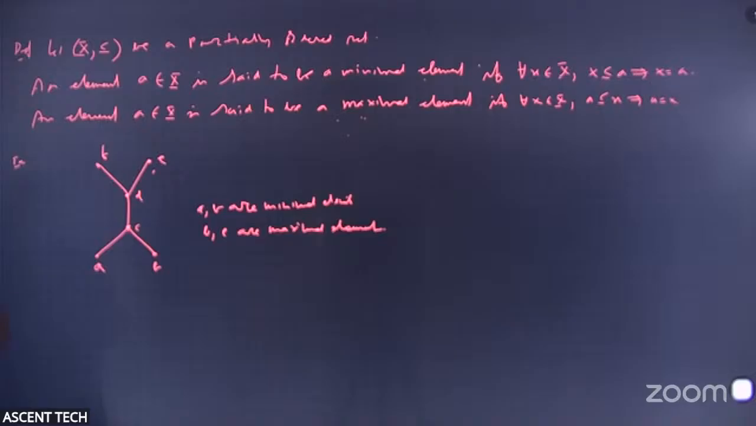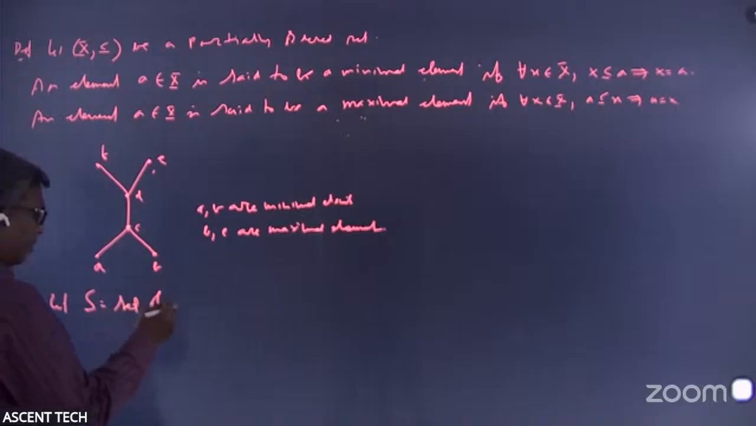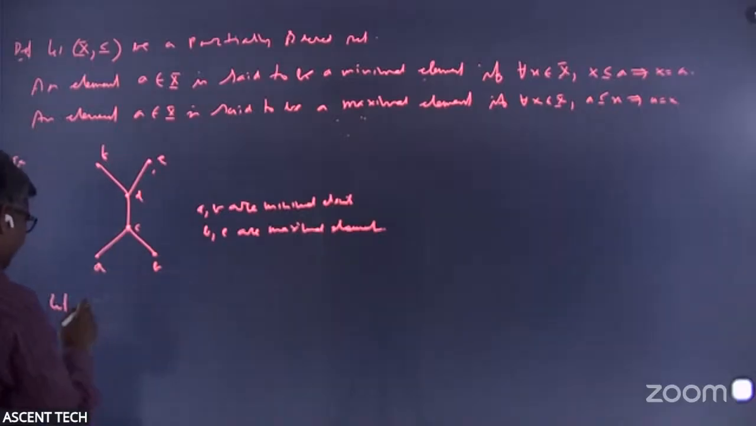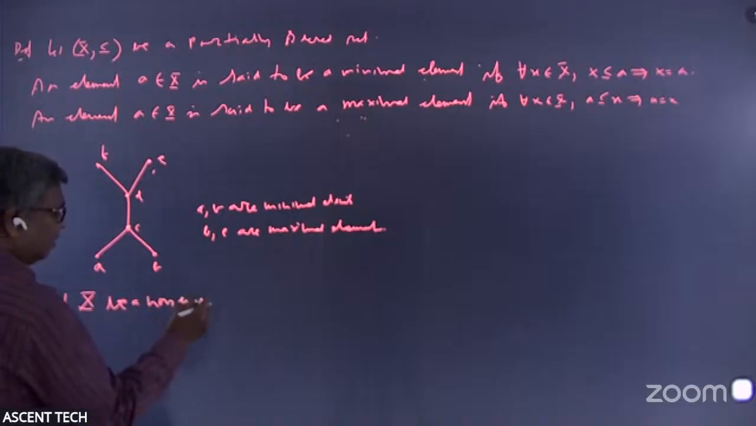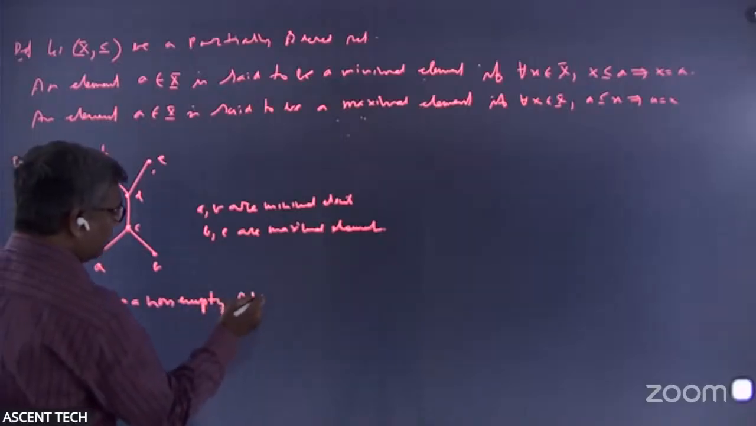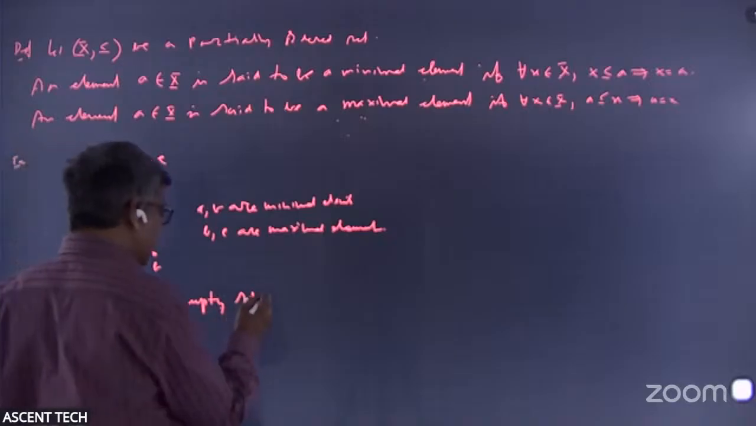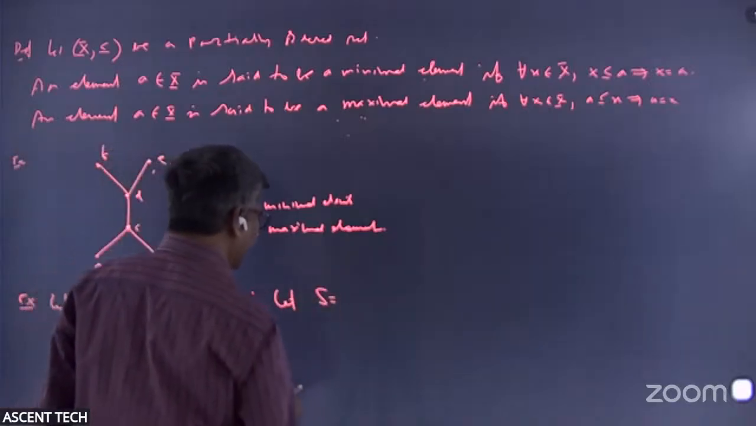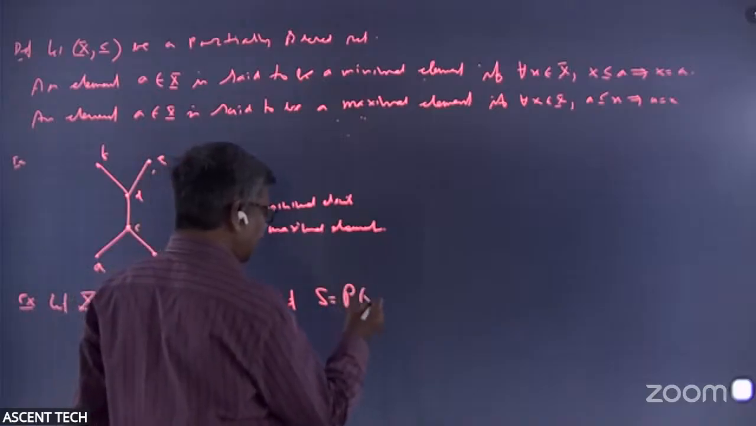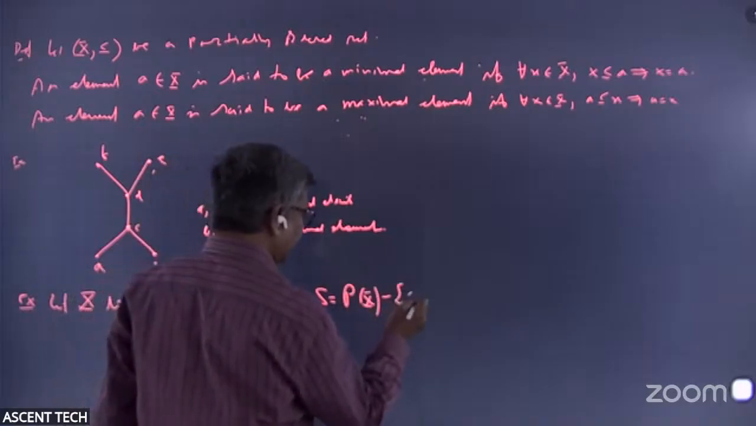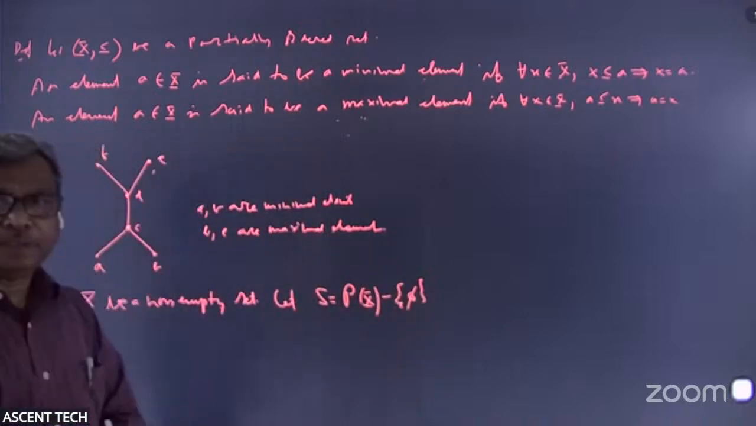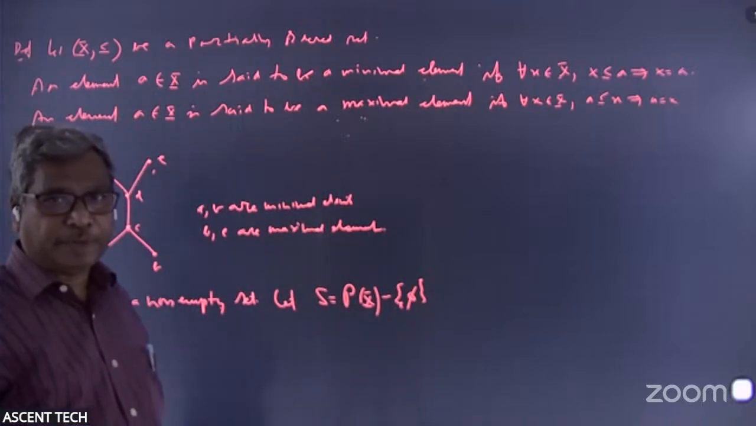If you look at, as an example, let X be a non-empty set. Maybe having more than one element will be better. Let S be the power set of X minus the empty set, so the collection of non-empty subsets. The empty set is removed from there.